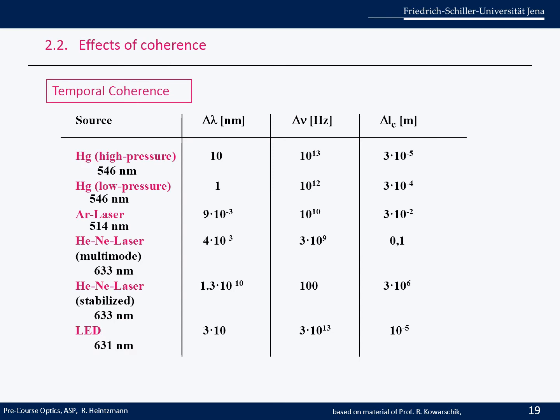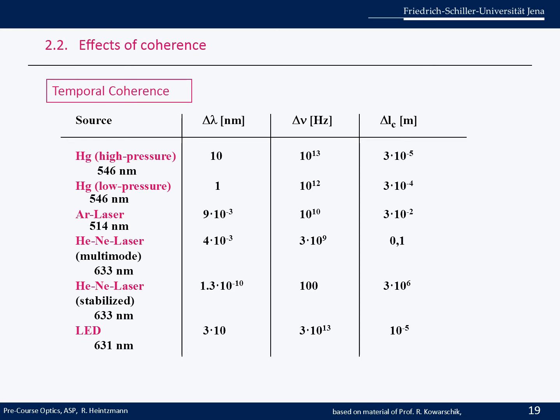Here you see the temporal coherence of various light sources, ranging from a mercury lamp at high or low pressure, argon laser, helium neon laser, or a light emitting diode. What is interesting here is that you see three different ways of characterizing the temporal coherence. One of them is the spread of the wavelengths, this is the spread of the frequency, and this is the temporal coherence length measured in meters.